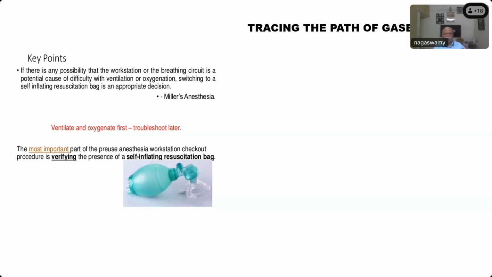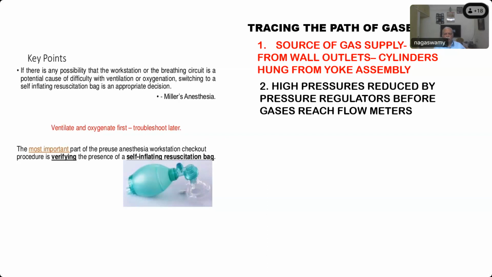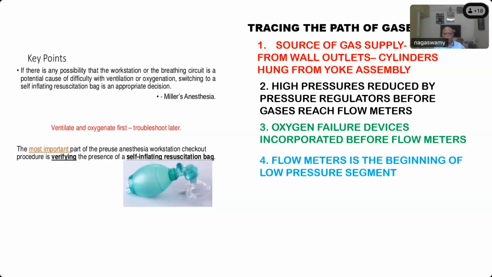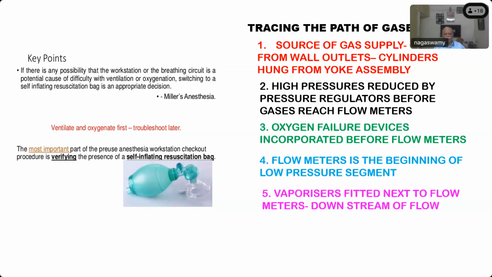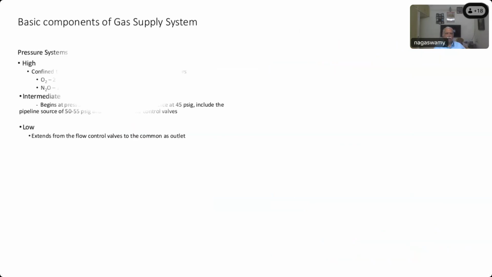Now this is tracing the path of the gases and vapors. This is another important point, what I told you earlier. So source of gas supply, whether it is from the wall outlet or cylinder, then the high pressure reducing regulator, and oxygen failure devices incorporated before the flow meters. Flow meter is the beginning of the low pressure segment, and vaporizers are fitted next to the flow meters, downstream of the flow. And finally, gases and vapors are delivered through the common gas outlet at atmospheric pressure. So these are all the steps through which the gases come out from the pipeline or cylinder to the patient. You remember this is the basic design we have been talking about all this time.